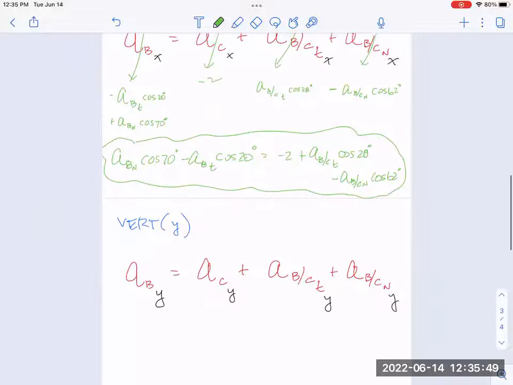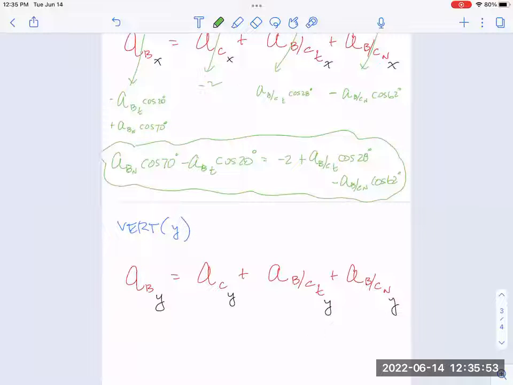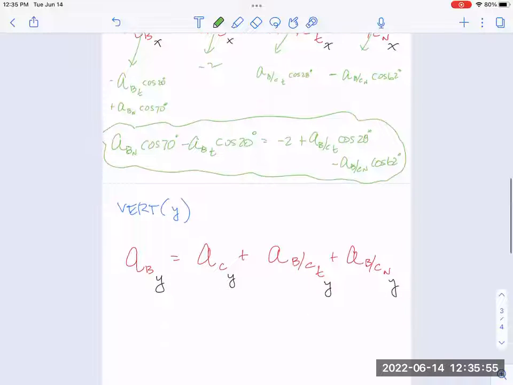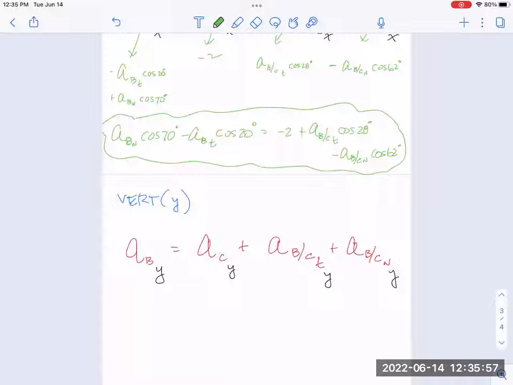Let's do it. So what about acceleration in the Y? Well, I'm not even looking up above. I'm just going to look at what I wrote a second ago. Exactly. So I have acceleration of BT up above. It was the cosine of 20. So down here, it's going to be the sine of 20. And then I had acceleration of B in the N direction. It was cosine of 70, which means here it's going to be the sine of 70.